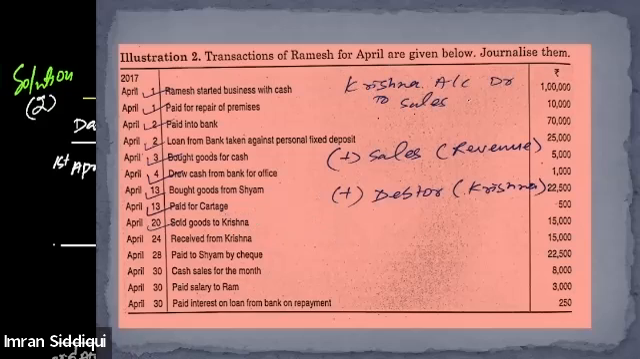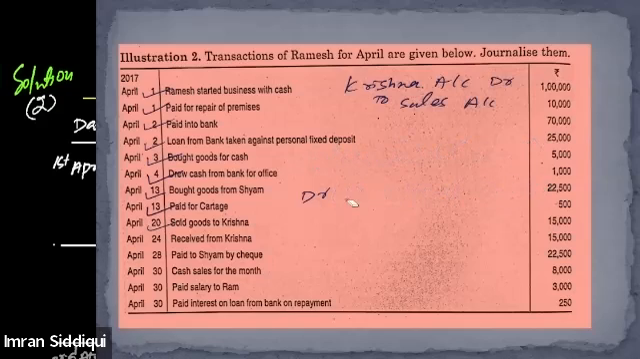Why are we debiting Krishna? Because Krishna is our debtor. And why are we crediting sales account? Because sales is our revenue. Whenever revenue increases, we need to credit the revenue account. Whenever debtor increases, we need to debit the debtor account. All right, make sure that this point is also clear.